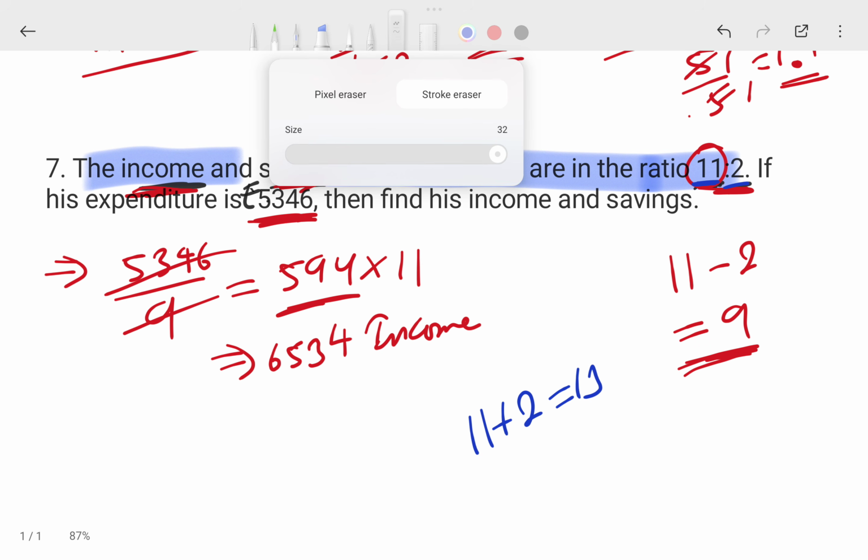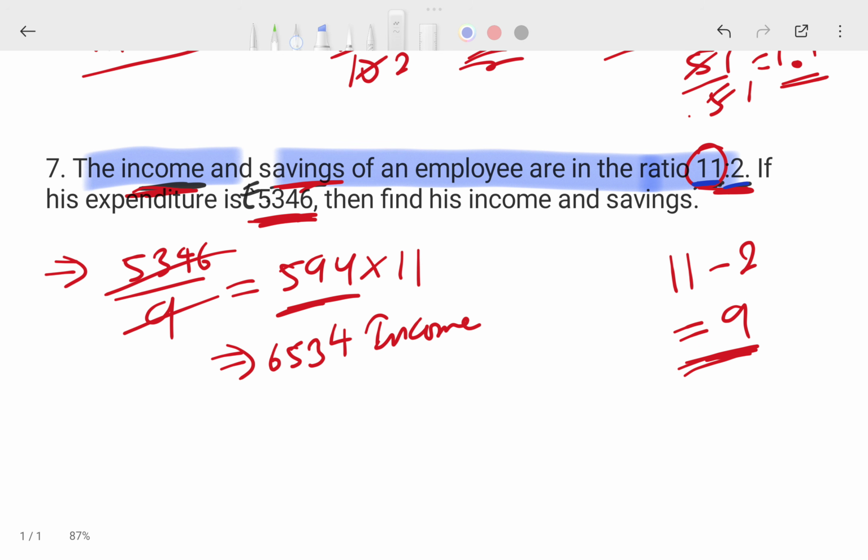So here we are subtracting. When I subtract, I get 9. After getting 9, I divide by this number. After dividing, I get the value 594. Then I have to find the income, how much income they have. So I multiply by 11. The income is 11 parts, so I multiply, and the income is that much.